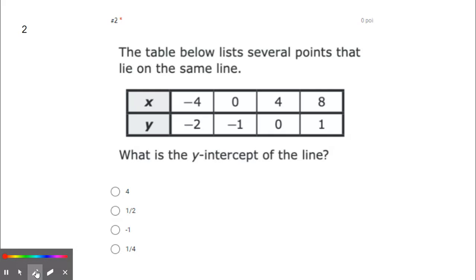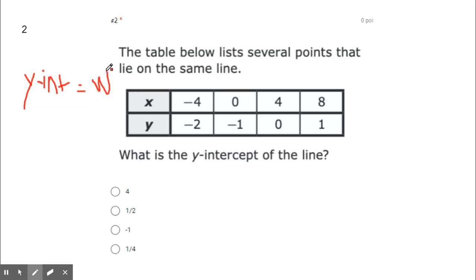For number 2, the table below lists several points that lie on the same line. What is the y-intercept of this line? So again, the y-intercept is what y equals when x is 0. They're trying to trick us right here because they have 2 zeros. So we want to know the y-intercept. The y-intercept, I shorten it by int. The y-intercept is whatever y equals when x is 0.